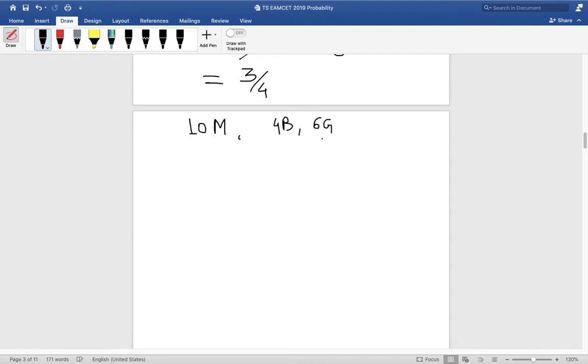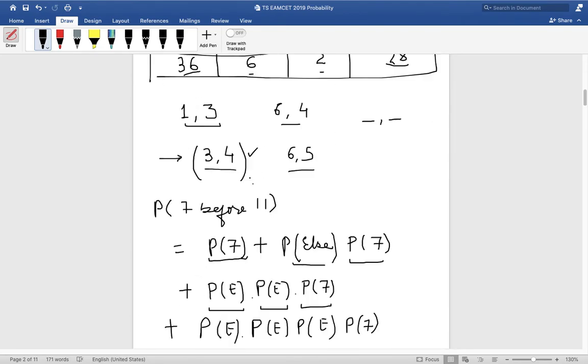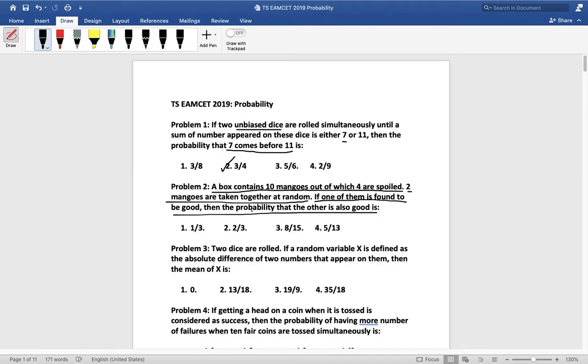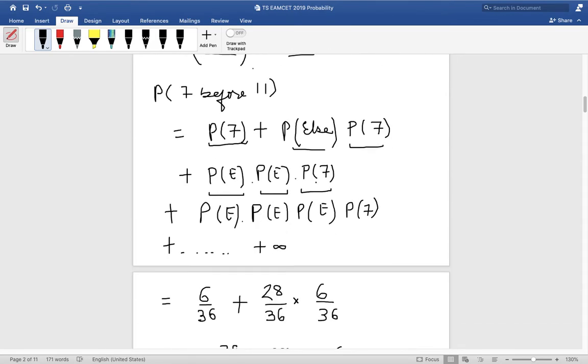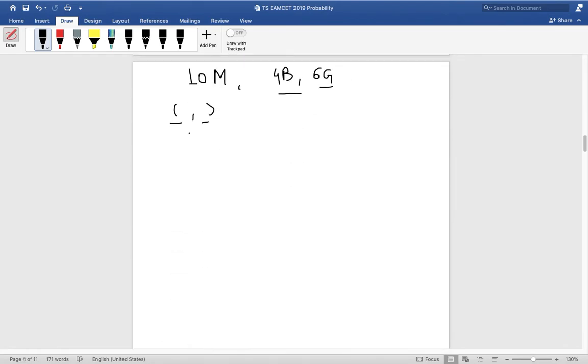The problem says I have taken 2 mangoes together at random, and one of the mangoes is a good mango. Then what is the probability? One of them is found to be good, then the probability that the other is also good is. So one mango is found to be good. What is the probability that the second mango is also good? So let us first look at when we just choose one mango out of the bag, not 2 mangoes, just one.